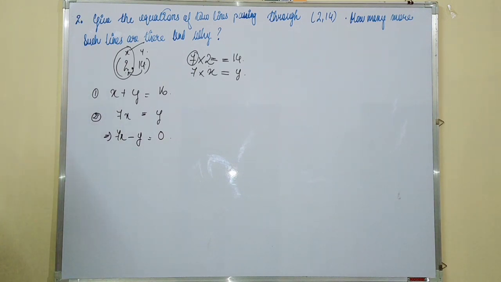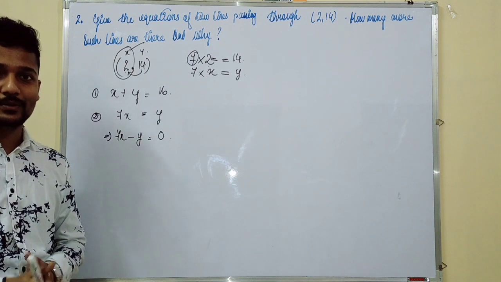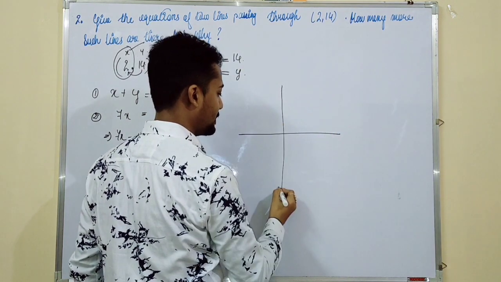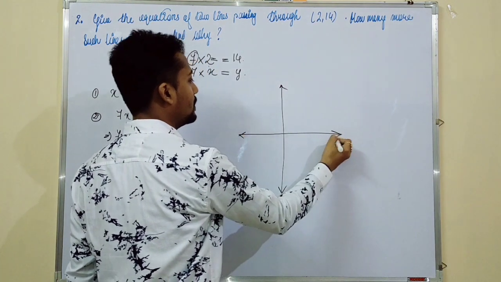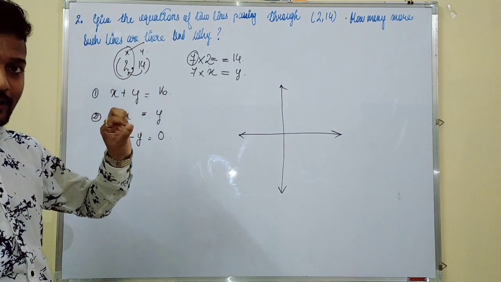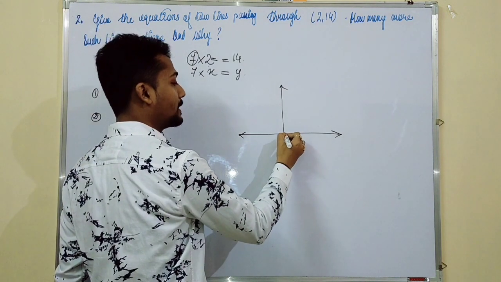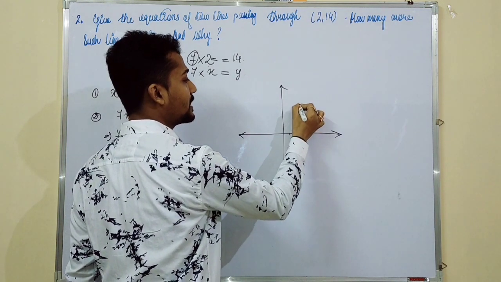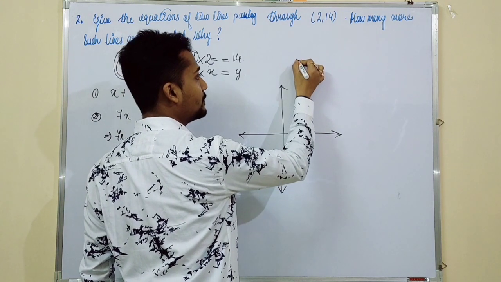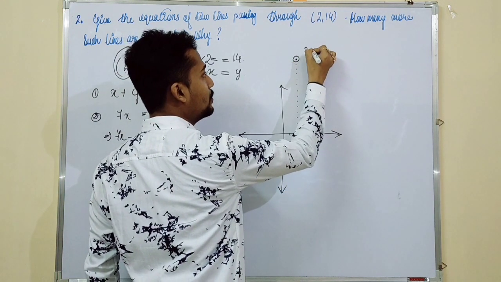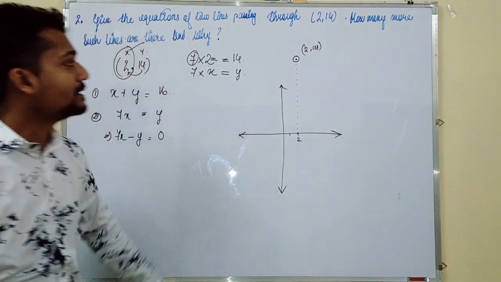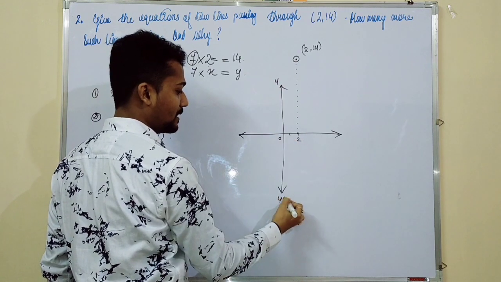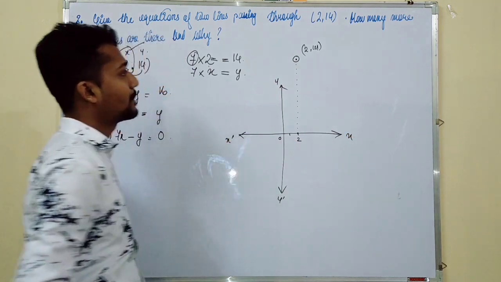Isn't it? I hope you have understood. Now, if you draw this on graph paper, you will plot this particular point on the graph paper. 2, and 14: 1, 2, 3, 4, 5, 6, 7, 8, 9, 10, 11, 12, 13, 14. This is the point (2, 14) on the graph paper. This is Y, O, Y dash. This is X, O, X dash.